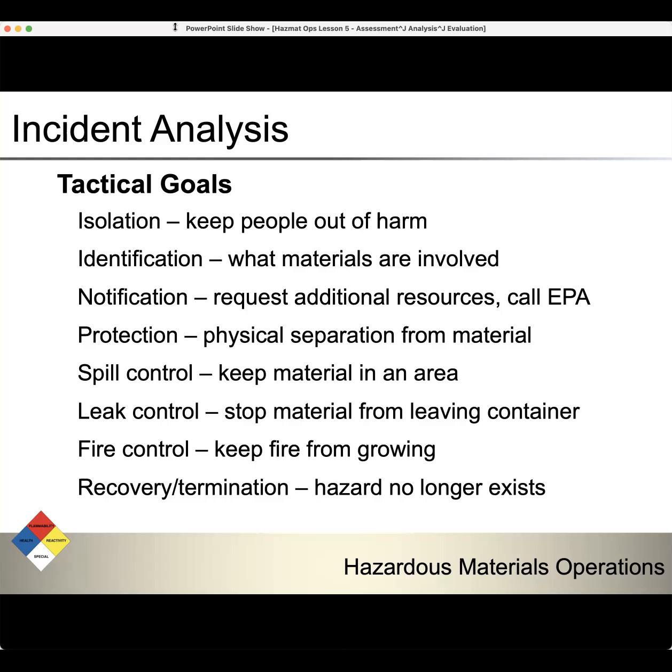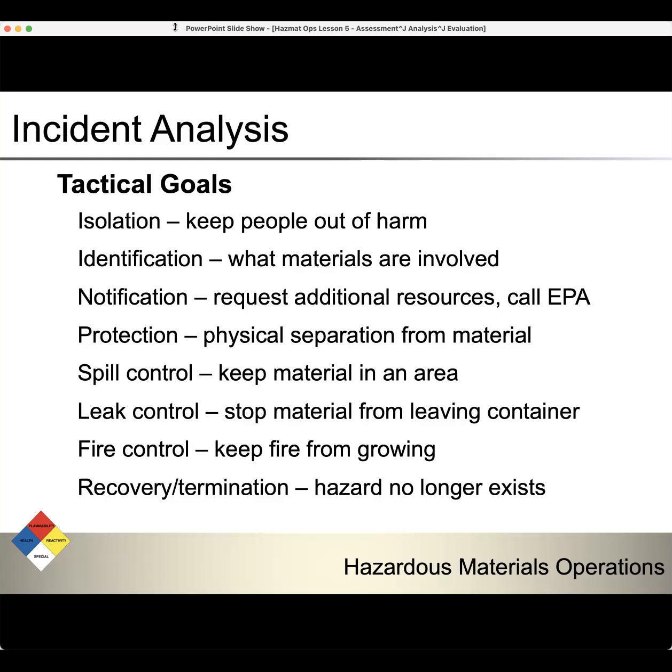Identification, figuring out what the materials are. Notification, request additional resources. So if it's beyond that level 1 incident, or if you're not sure, call for additional help. You can also contact the EPA and contact CHEMTREC, and they will help you out with that. Protection, physical separation from the material, wearing the proper PPE.